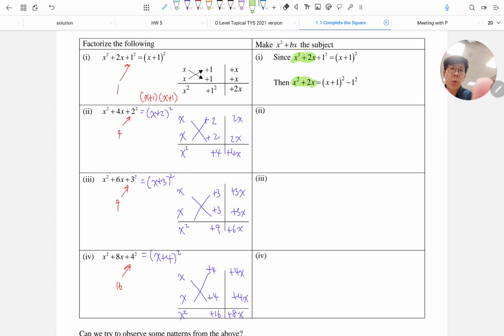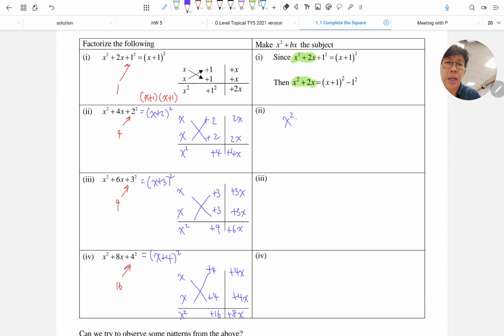Now, if this is a subject, what should I do to the 1 square, the positive 1 square? You realize that I need to balance it to the other side, and it becomes a minus 1 square. Okay, so that's how we got x squared plus 2x equals to this. We have made it the subject. Now, by the same logic, let's try the next one.